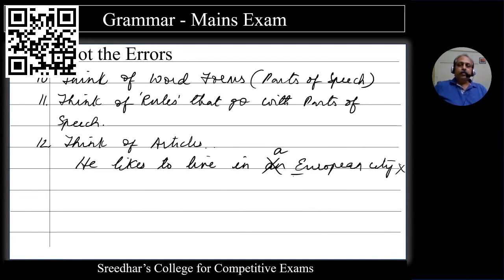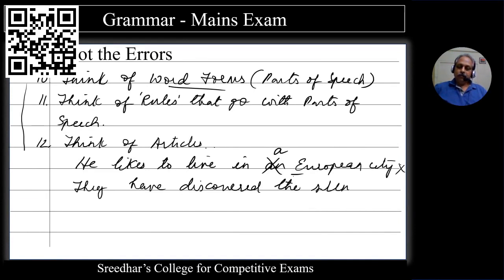Then the last three, these are rather difficult. You should think of word forms. For example, they have discovered the silence killer. They have discovered the silence killer.